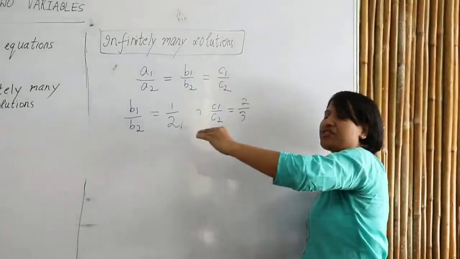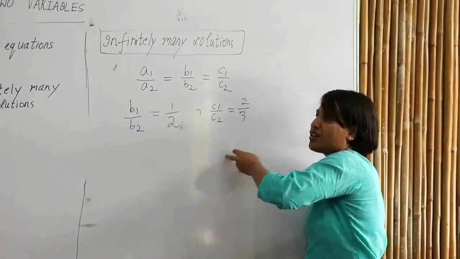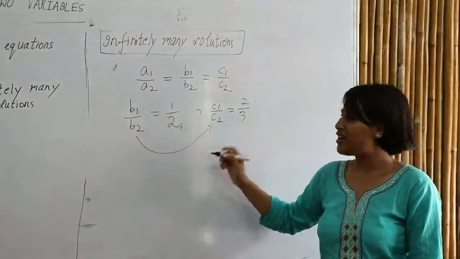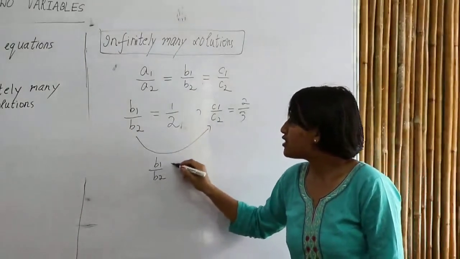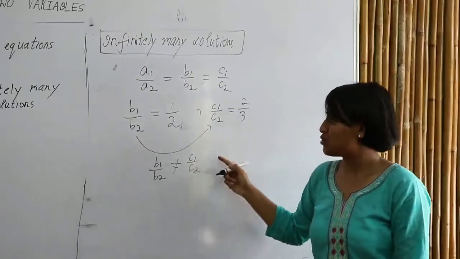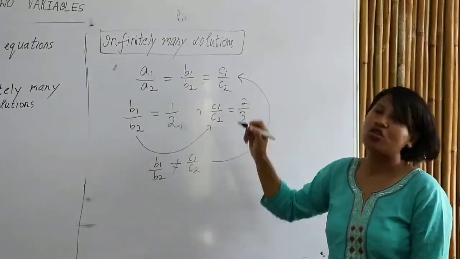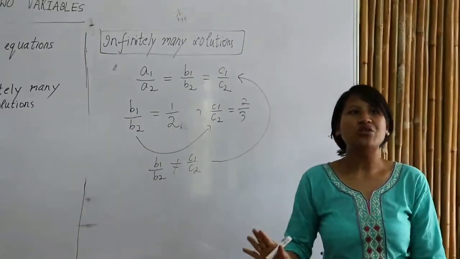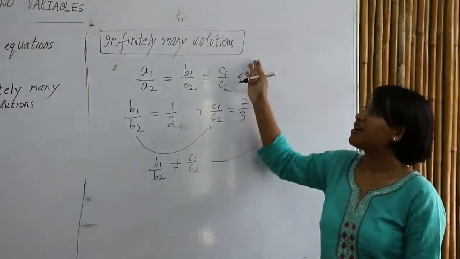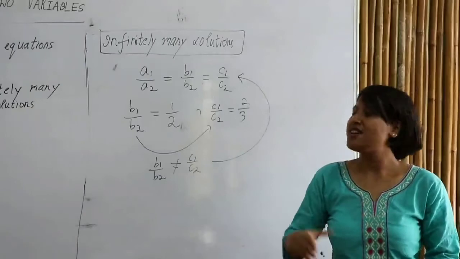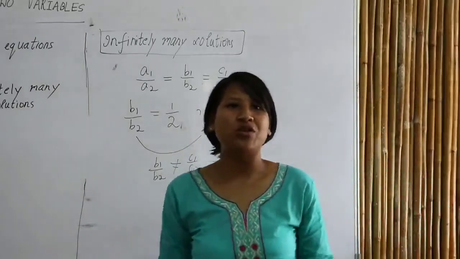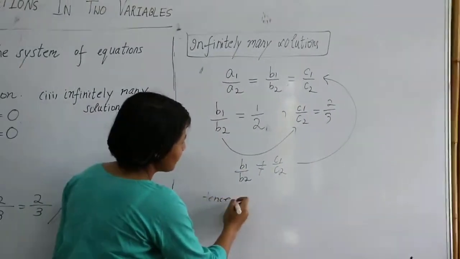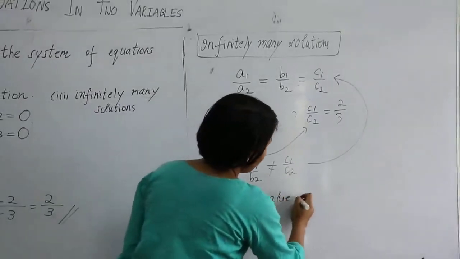Here it says that all of them should be equal. But when you check, in this case they are not equal. So b1 by b2 is not equal to c1 by c2, so it contradicts this condition. So we can conclude that we cannot find any value of k whereby it will have infinitely many solutions, because it doesn't even satisfy at all. So no value of k can be found. Hence, no value of k.